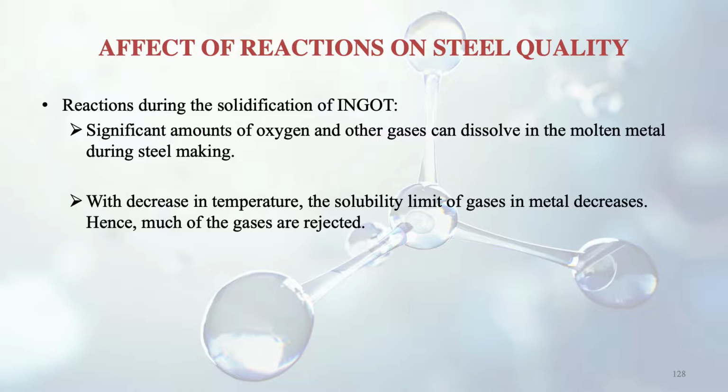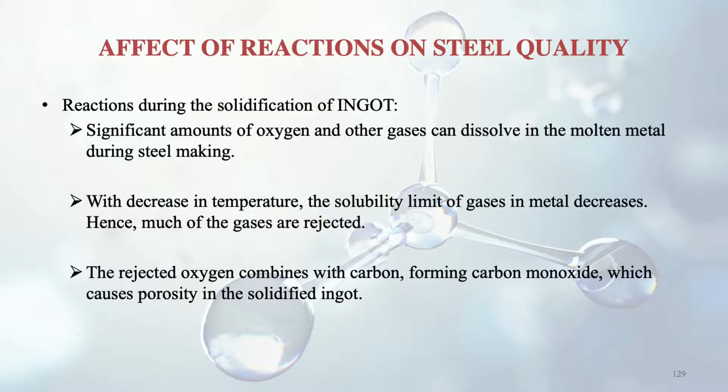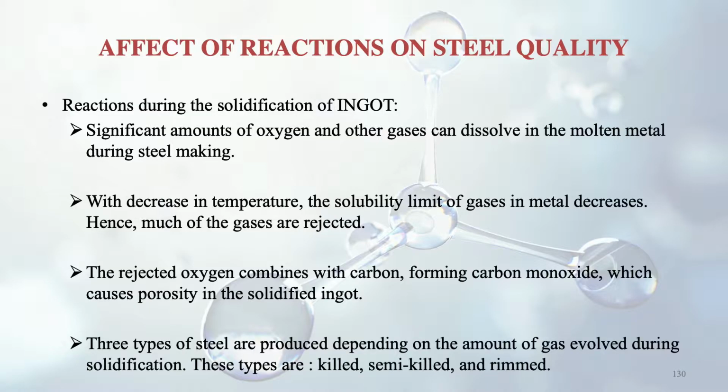As temperature decreases, the solubility limit of gases in metal also decreases, hence much of the gases are rejected. So as the temperature goes down, the gases which were first dissolved will be rejected. The rejected oxygen combines with carbon, forming carbon monoxide, which is not a good thing because it causes porosity in the solidified ingot.